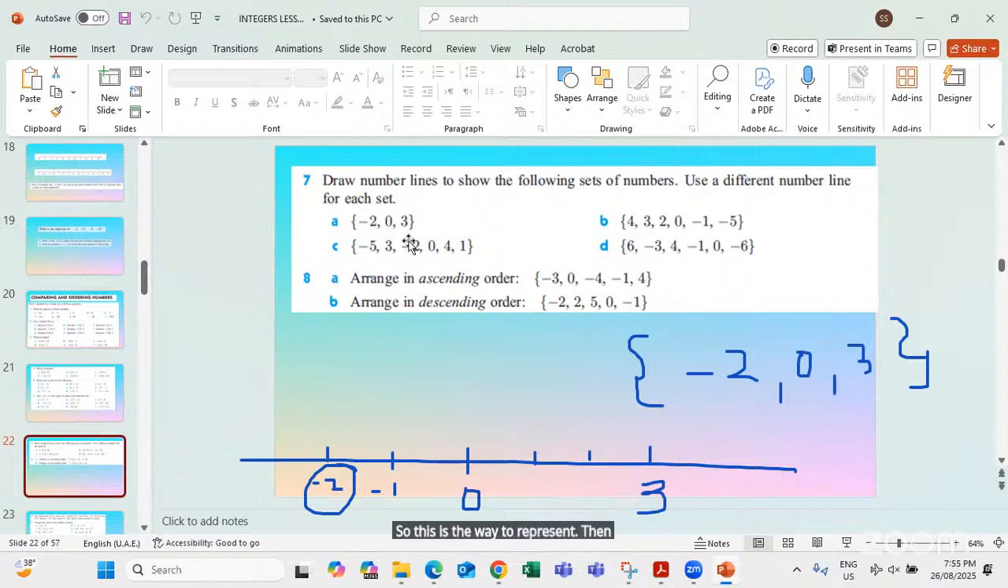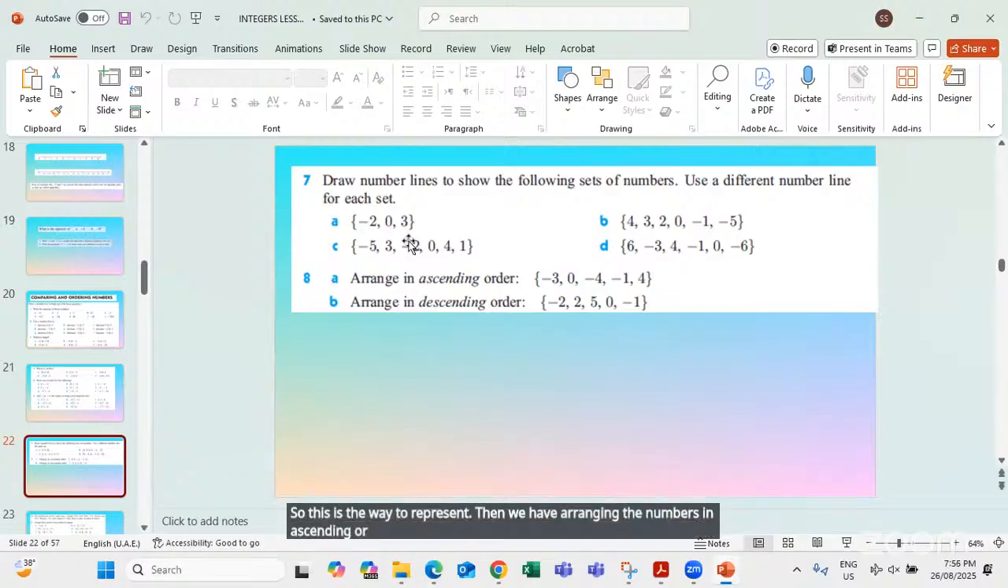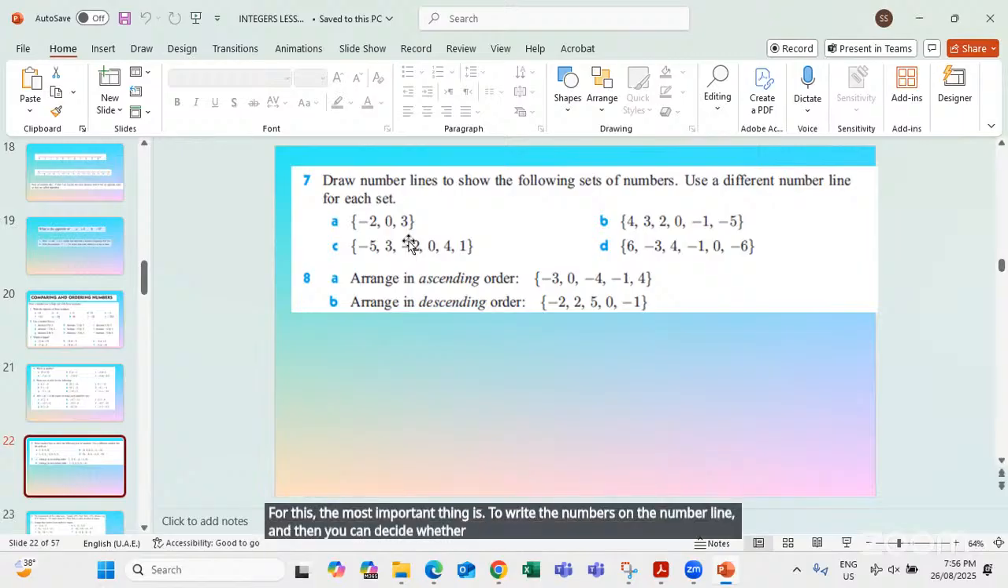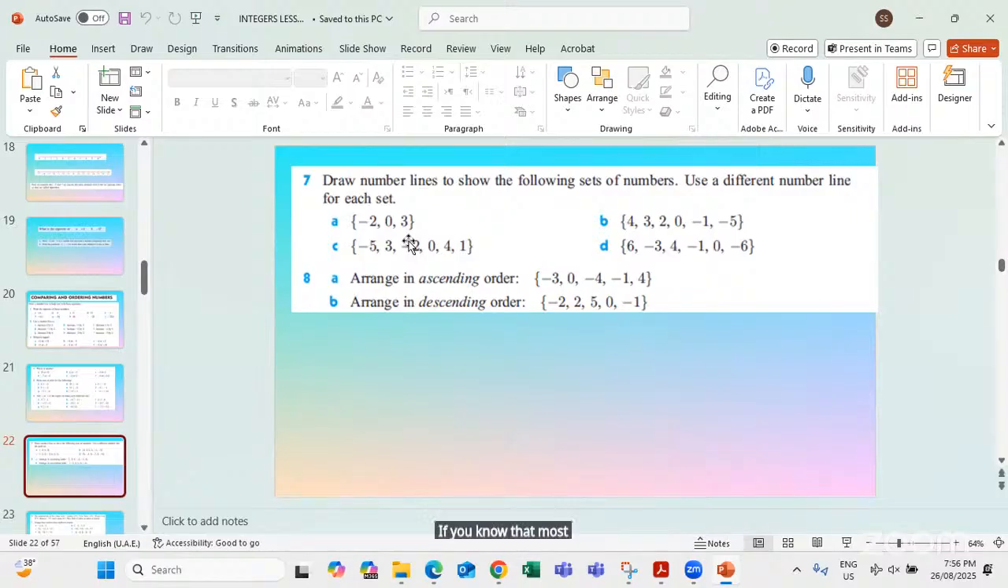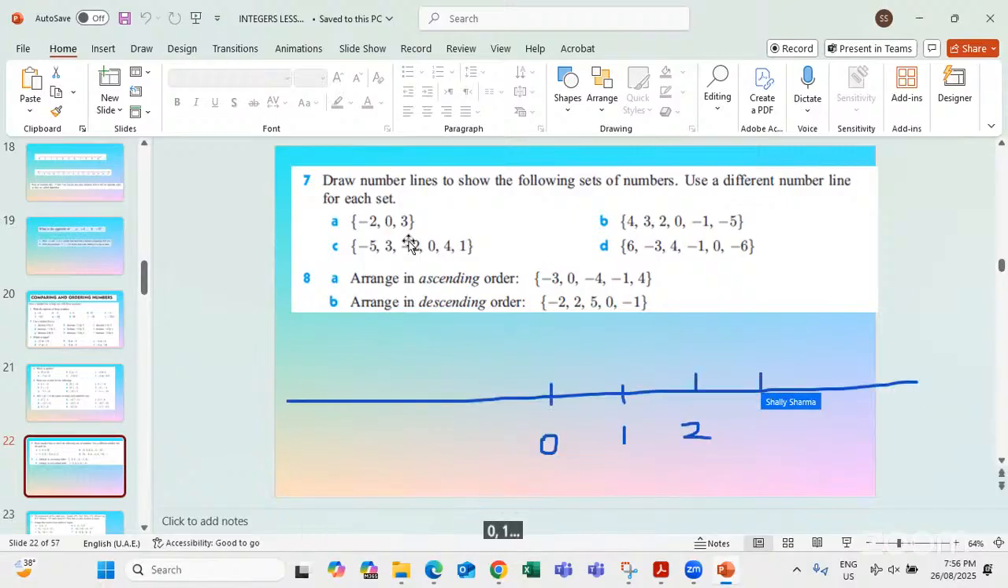Then we have arranging the numbers in ascending or descending order. For this, the most important thing, if you are a beginner, is to write the numbers on the number line, and then you can decide whether they're in ascending order. If you know that the most negative number will be the smallest, you can do it that way also. First, I will show it on the number line. So I draw a number line.